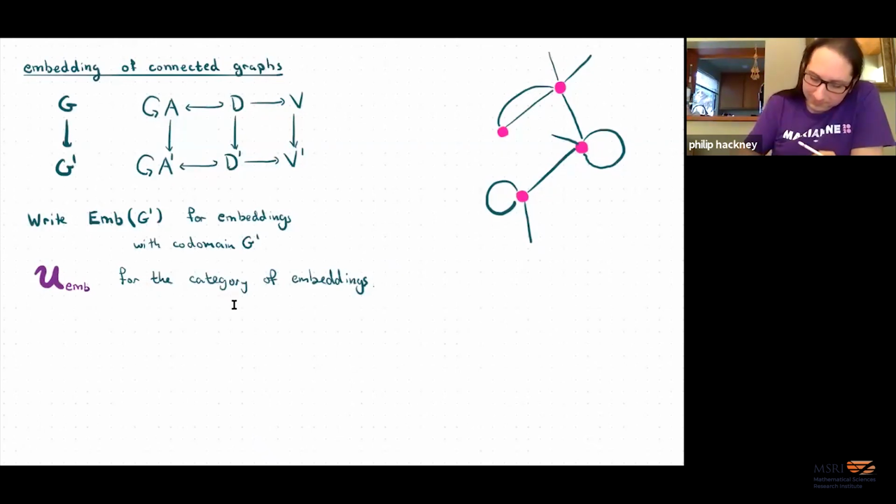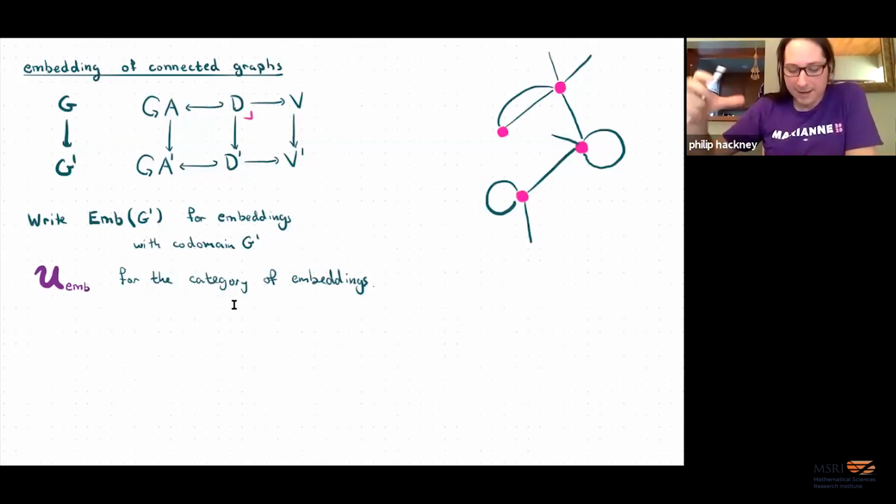And the embedding, well, first of all, I want to have good compatibility at each vertex. So I have a map of vertices, and I want a vertex of valence k to map to a vertex of valence k. So the first thing I want is that right-hand square to be a pullback square. That will ensure that. The second thing I want is this V to V prime to be an inclusion, a monomorphism.